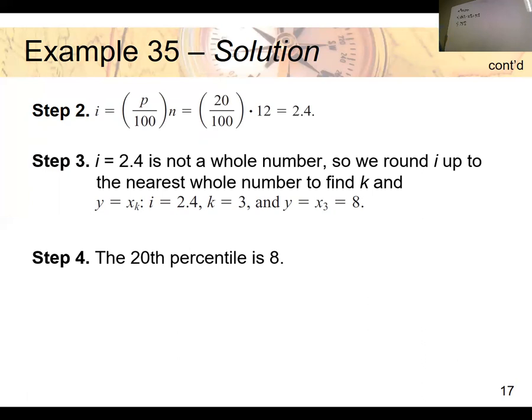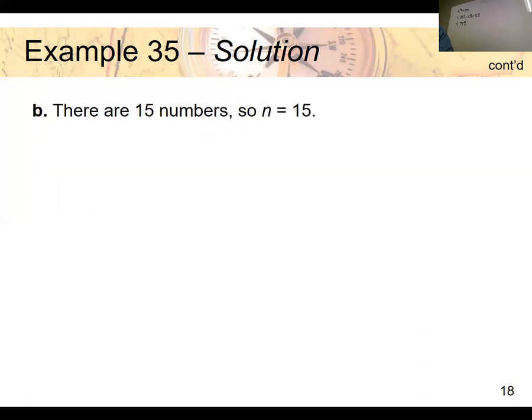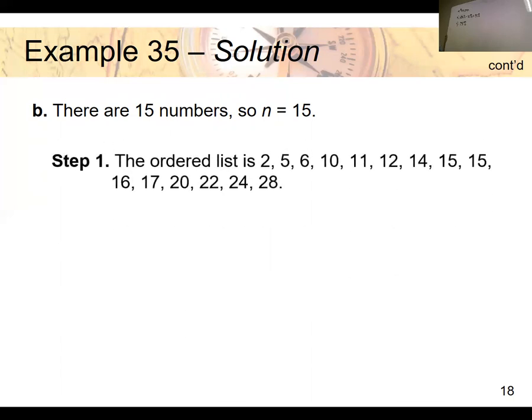Okay. Questions on that part A? Questions on that? All right, now part B, we have 15 numbers. So here N is 15. And here's the ordered list from least to greatest. So those data values were placed in numerical order.